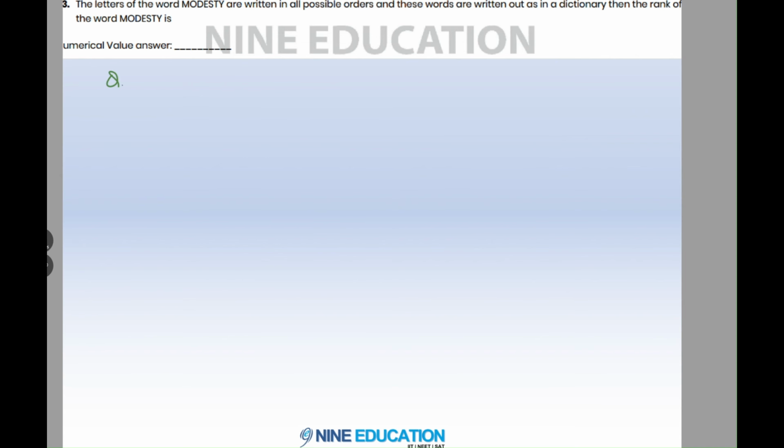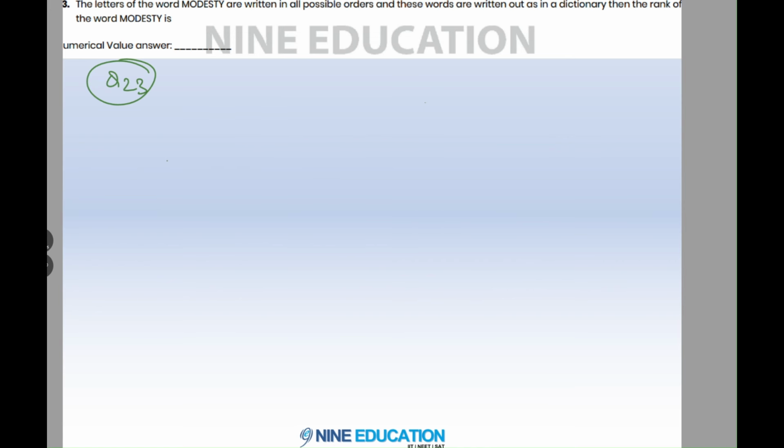Question number 23. Letters of MODESTY are written in all possible orders. Then they are written in a dictionary. What rank does MODESTY have? What they are saying is that MODESTY can be written in any way; any letter can be written anywhere. You can write D first and then any word like DESTMOY, or you can write it like ESTMOYD. This word also exists. So you just change the order of the letters and write them in the dictionary, where words are arranged in alphabetical order. If we write the words in alphabetical order, what is the rank of the word MODESTY? That is what we need to find.